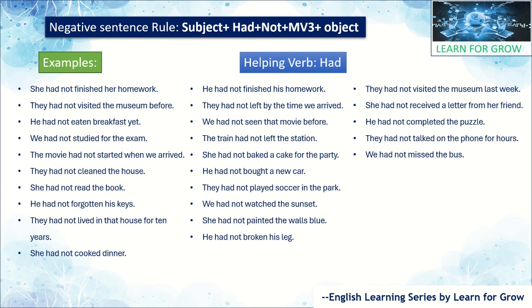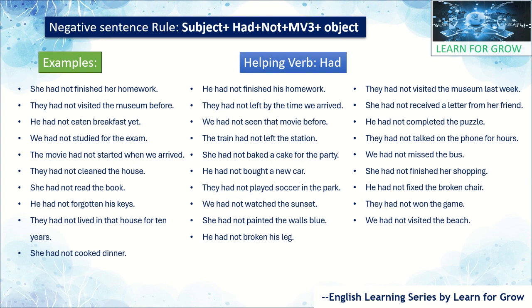We had not missed the bus. She had not finished her shopping. He had not fixed the broken chair. They had not won the game. We had not visited the beach. She had not written a letter to her grandmother. These are the examples of negative sentences.